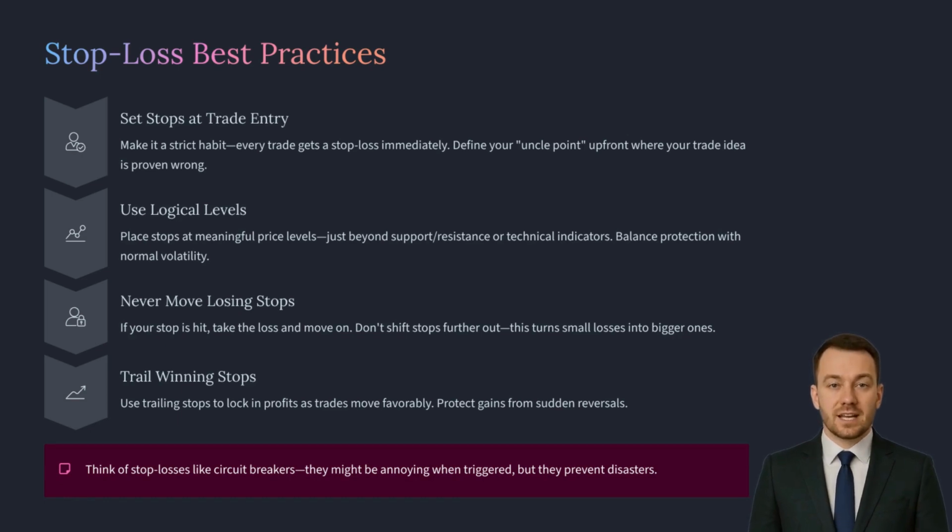Analogy. Think of a stop loss like the circuit breaker in your home's electrical system. It might be annoying when it trips, but it prevents a disaster, like an electrical fire. Similarly, a stop loss might take you out of a trade, but it prevents a much bigger burn to your account. Don't ignore that protective tool. It's there to save you from the what-if scenario of a trade gone bad.